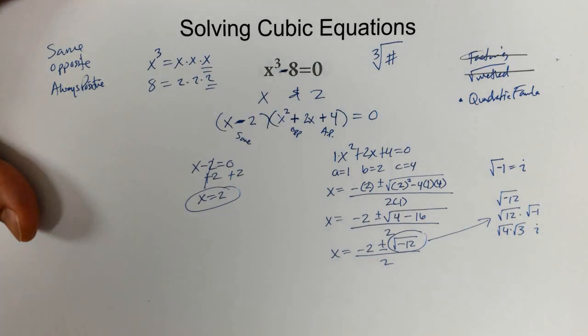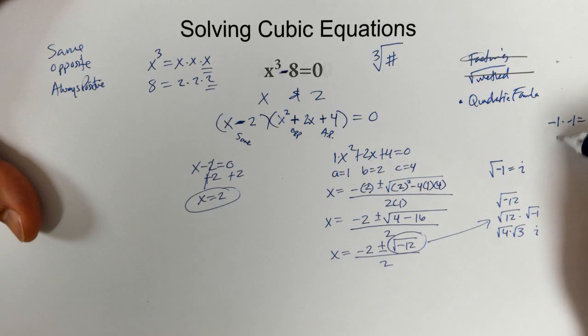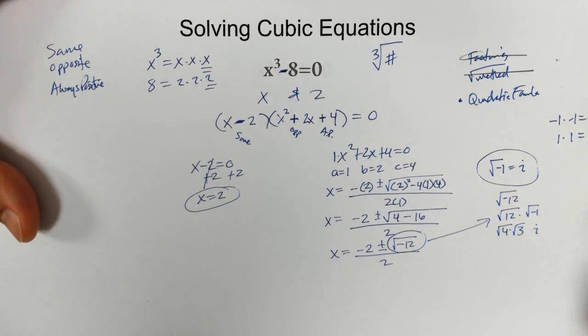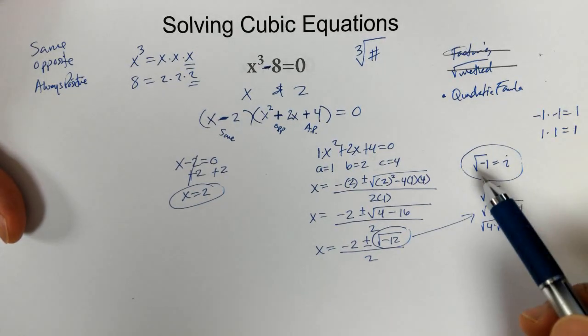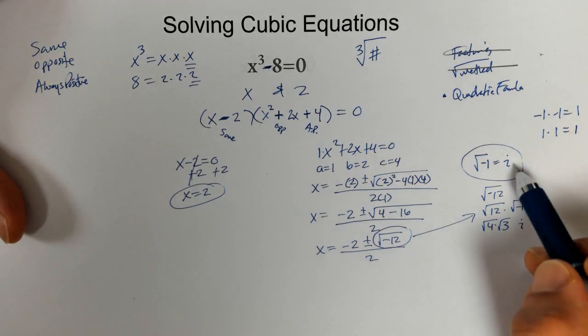Why is that? Well, -1 times -1 is +1. And +1 times +1 is +1. There is no way we can multiply two numbers identical to each other and get a square root of a -1 number. So we call this an imaginary number.